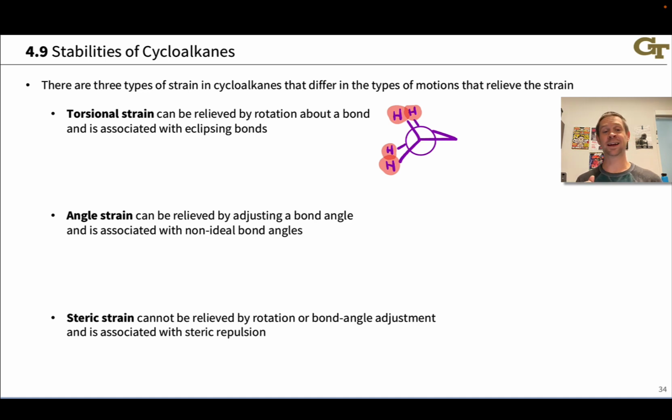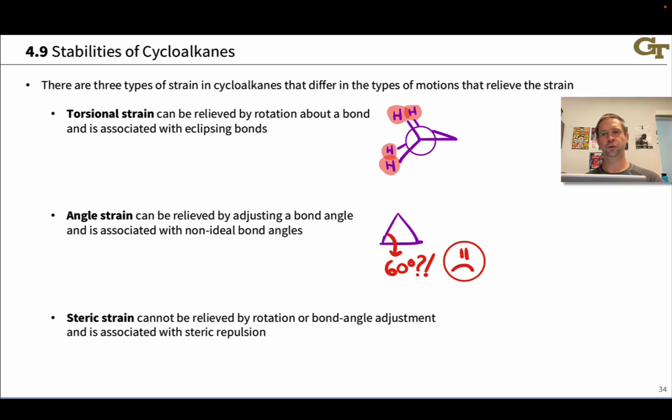Now, in the cycloalkanes, angle strain can also be a problem, particularly for the small rings. Angle strain can be adjusted by adjusting a bond angle, theoretically again, but with the cycloalkanes, sometimes that kind of angle adjustment is not possible. So angle strain is associated with non-ideal, you can think about it like non-VSEPR theory, bond angles. So again, cyclopropane, if we look at this planar structure, it looks like the bonds have a 60-degree angle between them. That is way, way far from the 109.5-degree bond angle we would expect for tetrahedral carbon. And that is a source of instability, and we call that angle strain.